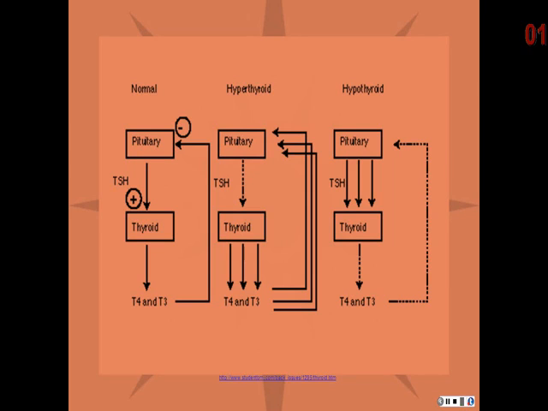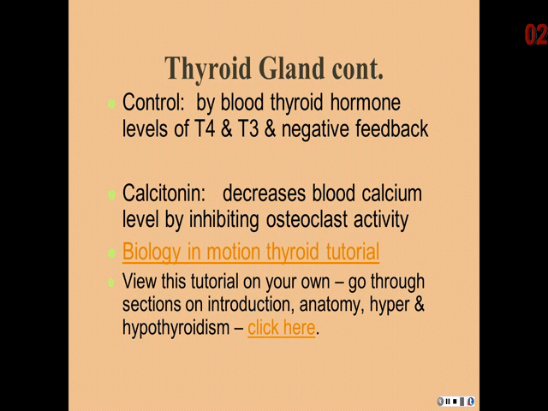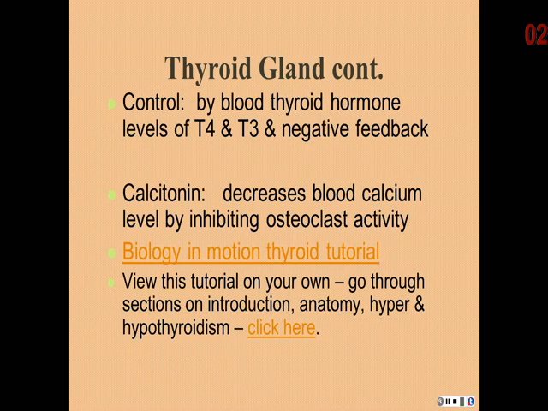This slide shows the negative feedback control of thyroid hormone. In normal thyroid activity, the pituitary releases enough TSH to stimulate the thyroid gland to produce T4 and T3. In hyperthyroid, because the levels of T4 and T3 are too high, the pituitary responds by lowering the release of TSH, stimulating the thyroid. In hypothyroid, the T4 and T3 levels are too low, so the pituitary attempts to correct this with high secretion of TSH in an attempt to increase production. The control of the thyroid gland is by negative feedback, monitoring the levels of T4 and T3.